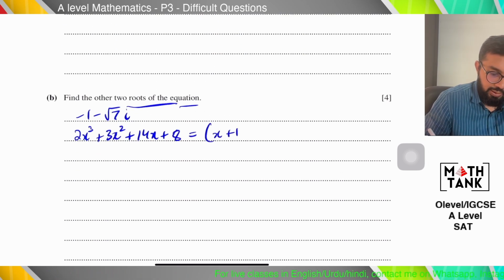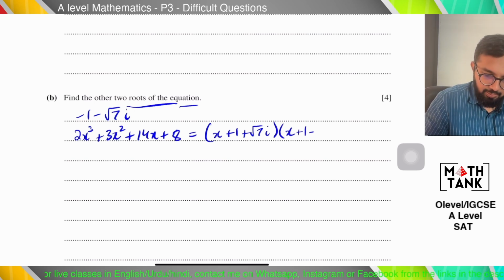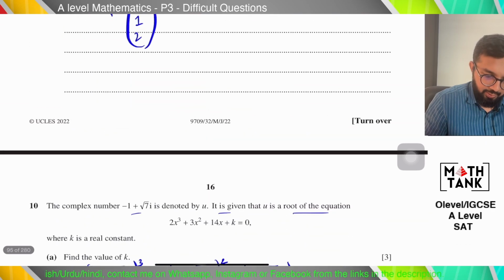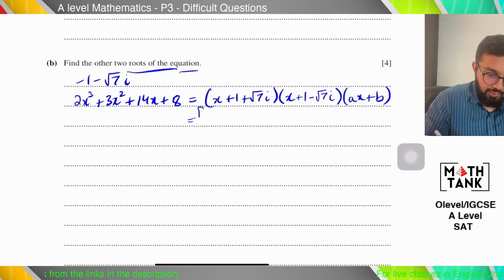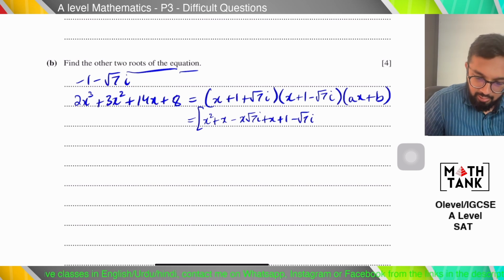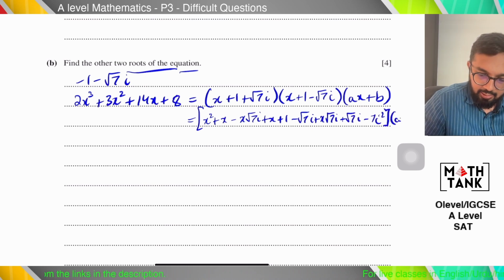Okay, so I get x plus 1 plus root 7i and x plus 1 minus root 7i, and then ax plus b for the third root. Let's first multiply these together. I get x squared plus x minus x root 7i plus x plus 1 minus root 7i plus x root 7i plus root 7i minus 7i squared, ax plus b.